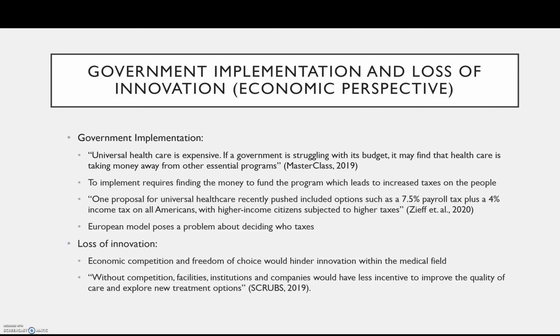So looking at government implementation, Masterclass stated that universal health care is expensive. If government is struggling with its budget, it may find that healthcare is taking money away from other essential programs. Looking at the U.S., there's always a debate about the federal budget and federal spending. Adding universal healthcare to it just increases that difficulty with figuring out a budget. As well as for universal healthcare to be there, you have to find money to fund the program.